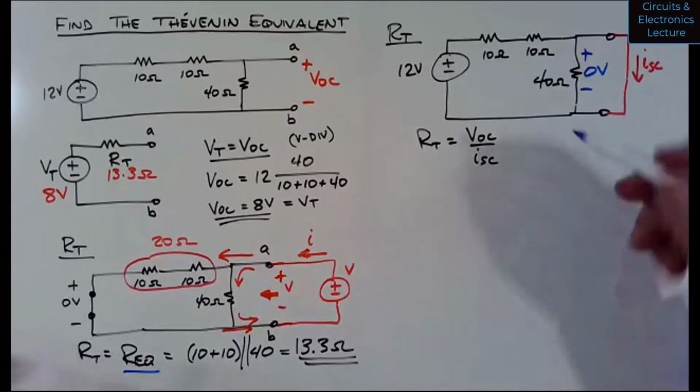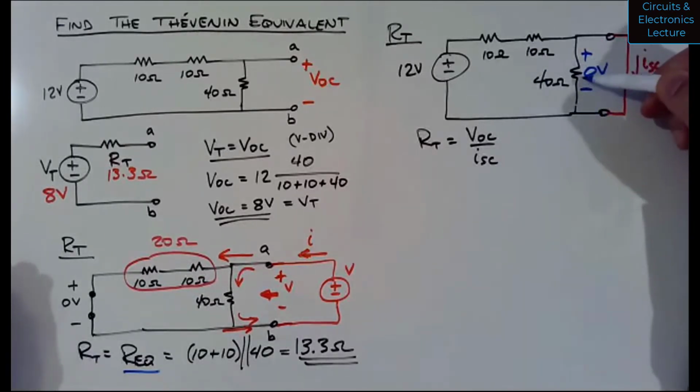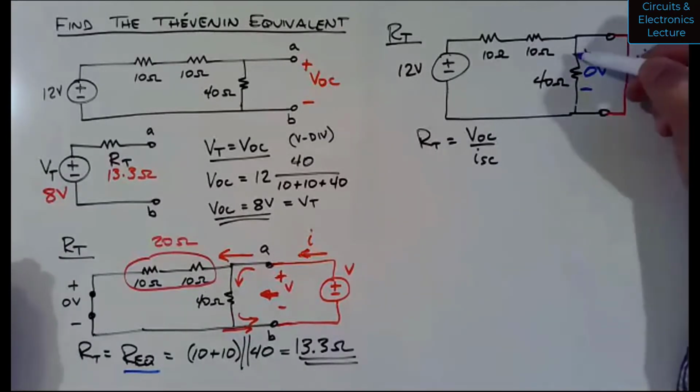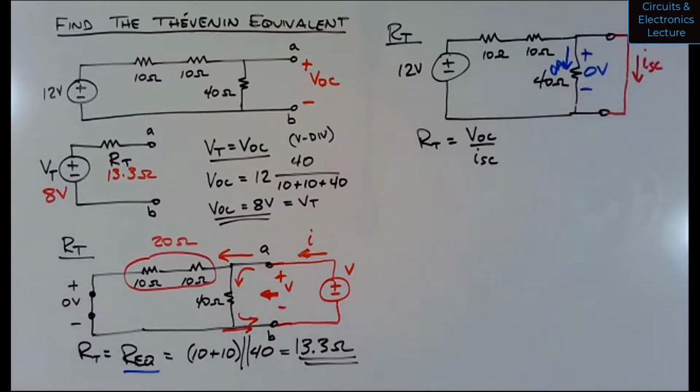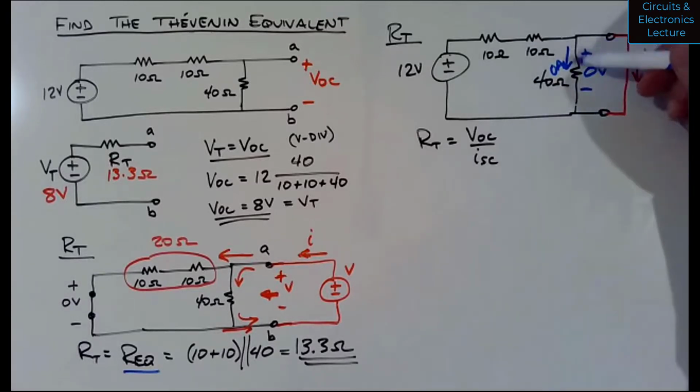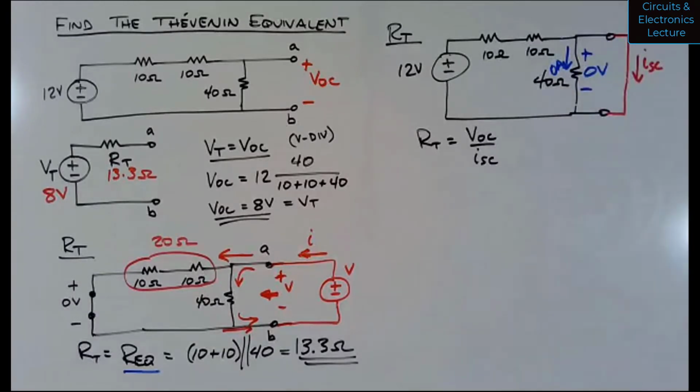By Ohm's law, the current is voltage over resistance. So I would see 0 amps, if I can fit that there. That says 0 amps right there. So I have 0 amps through that 40 ohm resistor. Okay, so what does that mean?